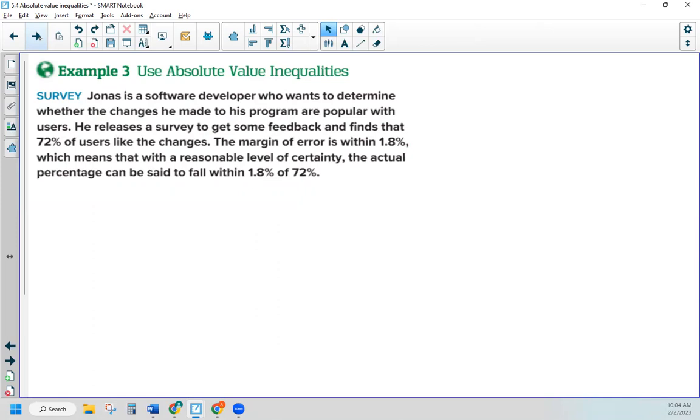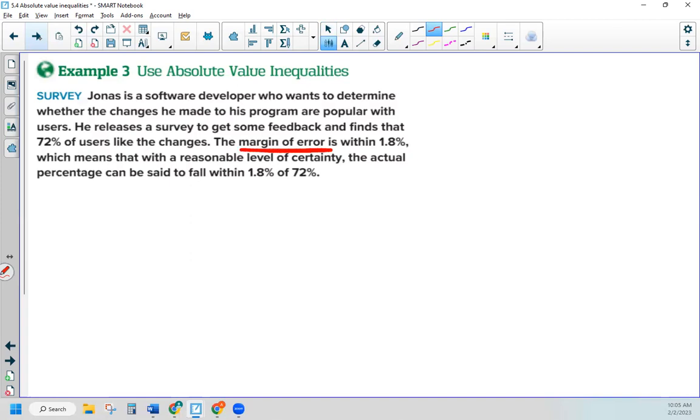So we got Jonas, a software developer who wants to determine whether the changes he made to his program are popular with users. He releases a survey to get some feedback and finds that 72% of the users like the change, and the rest of them are like, no, they suck. The margin of error, this word right here, means how far you can get off of the regular number.